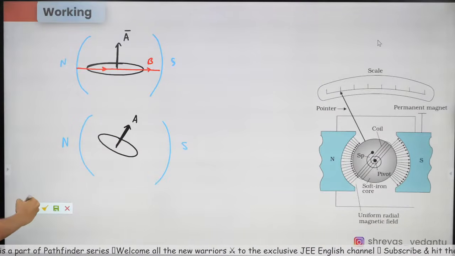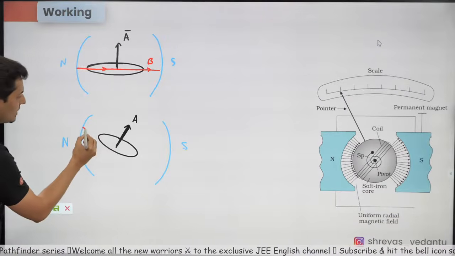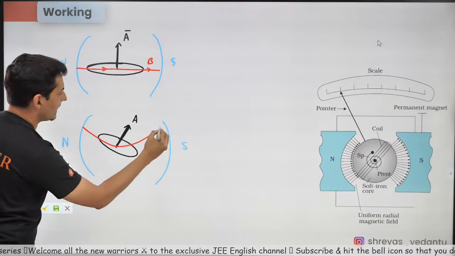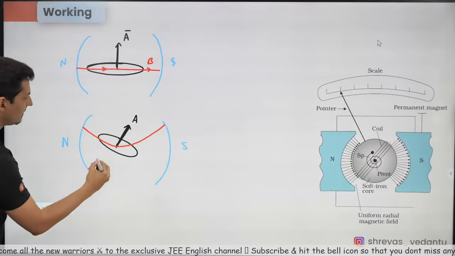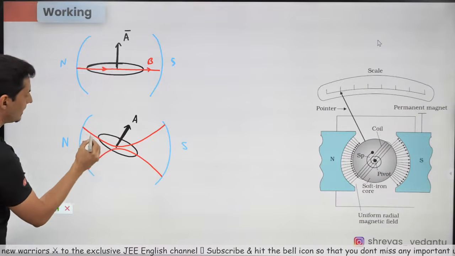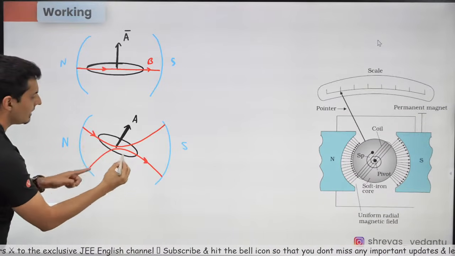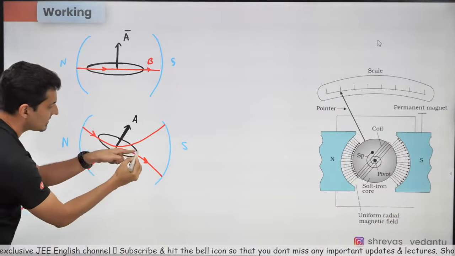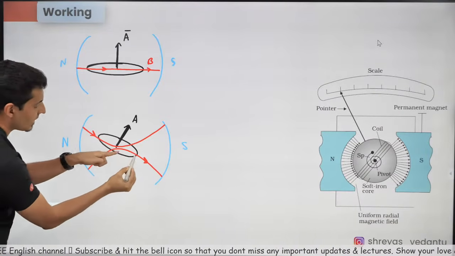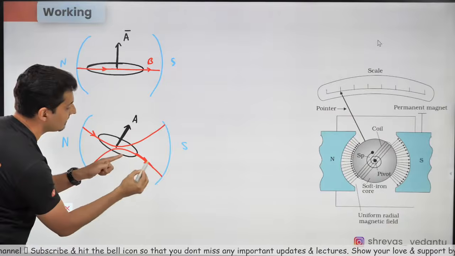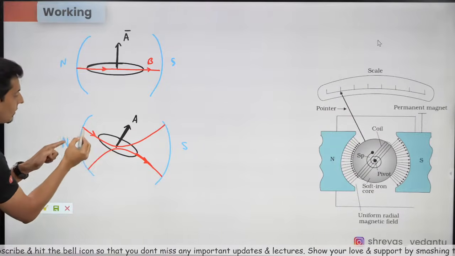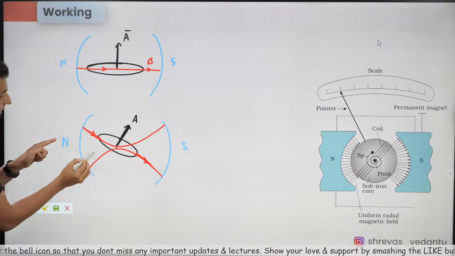I think there will be a field line which will be going like this, and it will be going like that, and there will be another field line which will be going like this and going like that. I am interested in this part because this side of the coil will be influenced by this magnetic field, and this side of the coil will be influenced by this side of the field.